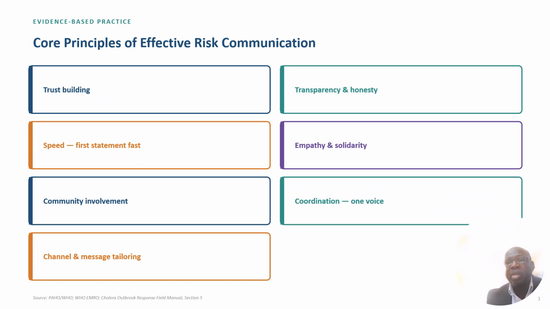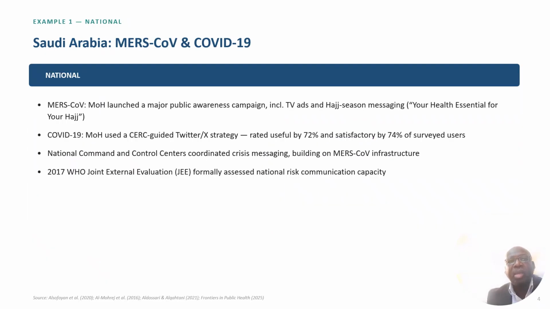Community involvement: you also have to deal with others, people who may be influential in the community, to be a part of our communications. Coordinate, like one voice. You have to make one person provide or release this information to the community. Channel and message: you have to design this message carefully before you release it to the community.